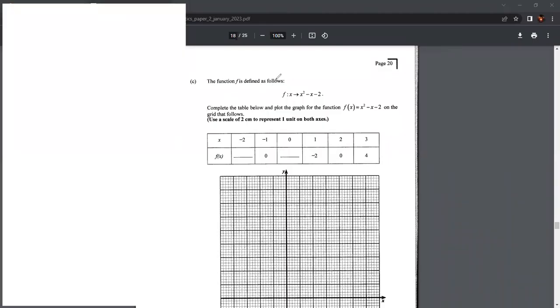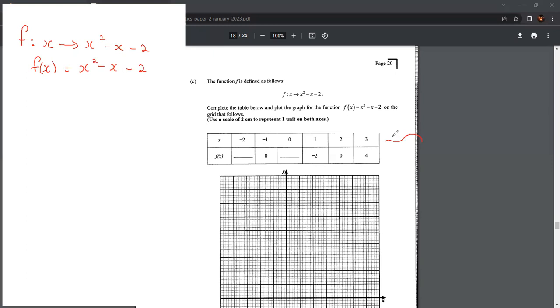All right, so they gave us another function and they represented it in the way that I explained before, which is f is such that x is mapped onto x squared minus x minus 2. Now, even if you see it like this, don't let this confuse you. All this is saying is f of x is equal to x squared minus x minus 2. So it says complete the table below and plot the graph for the function f of x is equal to x squared minus x minus 2.